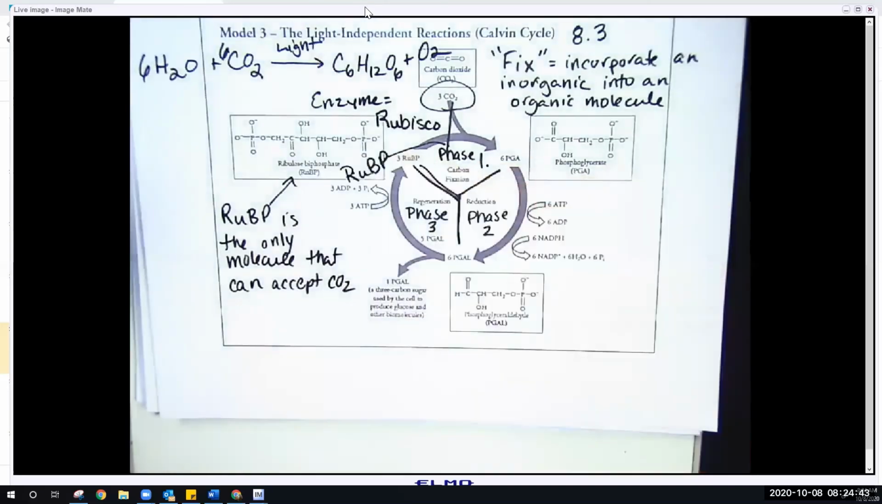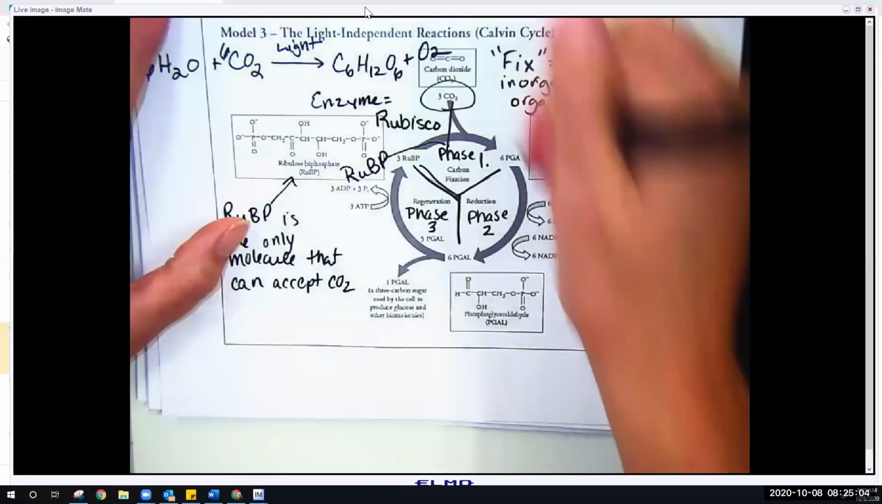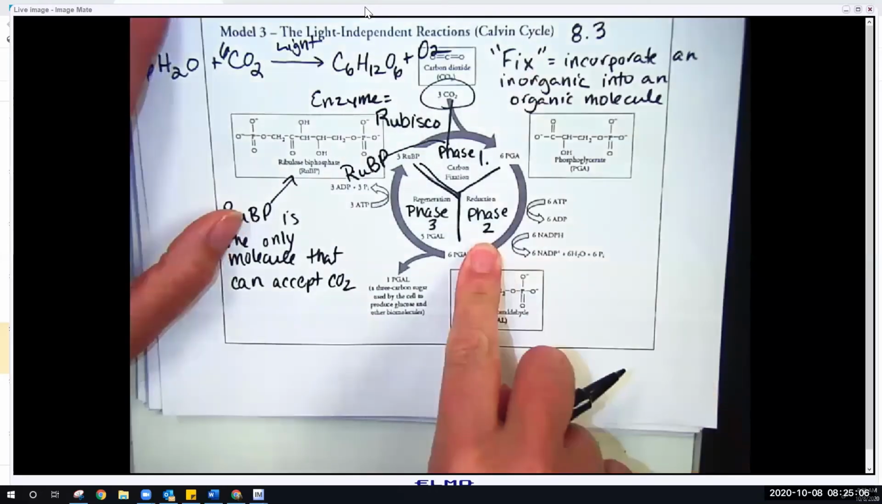RuBP has 5 carbons. We attach the 1 carbon of carbon dioxide to it, and we get the 6-carbon intermediate that's very unstable, and then it quickly breaks apart into 2 pieces. Not a big deal that you know that, but if you read it in your book, it might get confusing. You don't need to know about all of that. But when we get to reduction, that is something that is important.